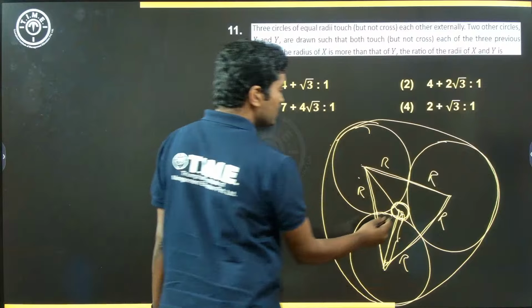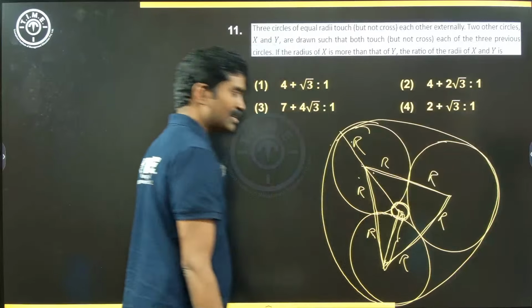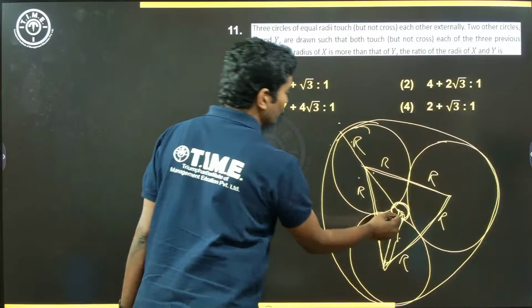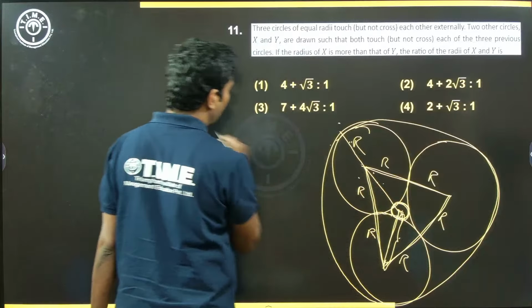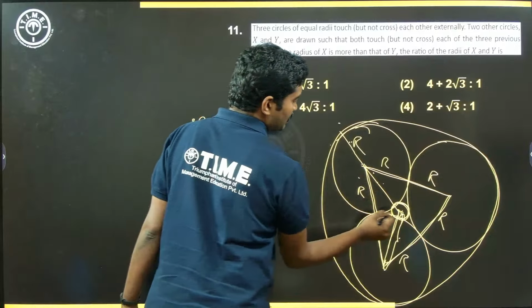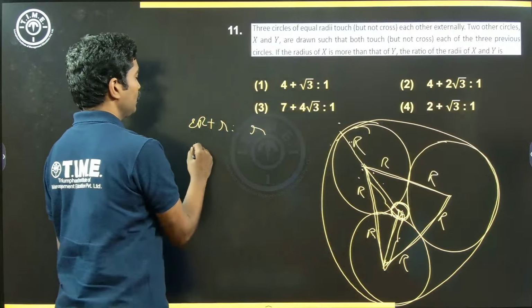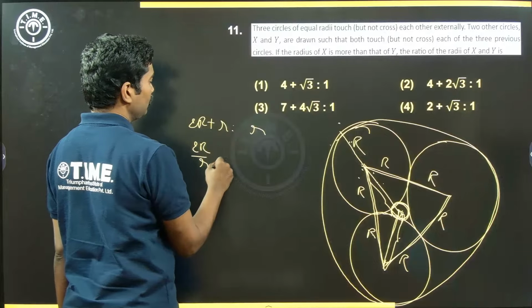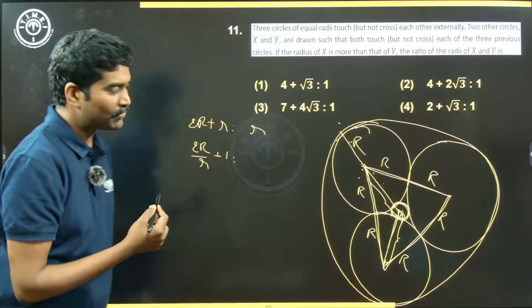Further, you add smaller r and capital R and another capital R, 2R plus smaller r. This would be the radius of the larger circle. So the radius of the larger circle will be capital R plus capital R, 2R plus r, is to small r. So 2R by r plus 1 is to this whole thing. That's all we have to find out.